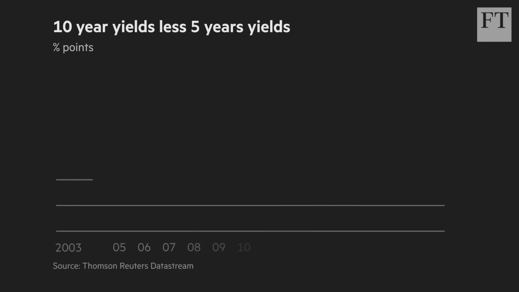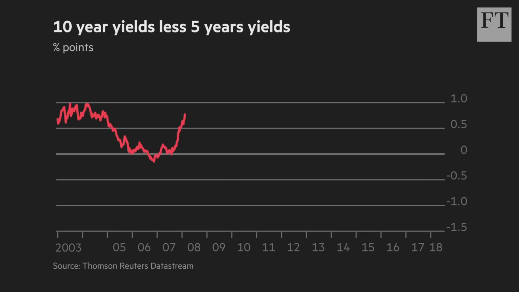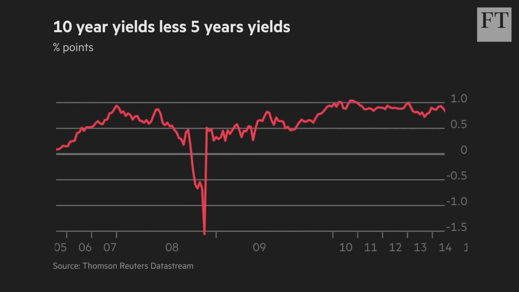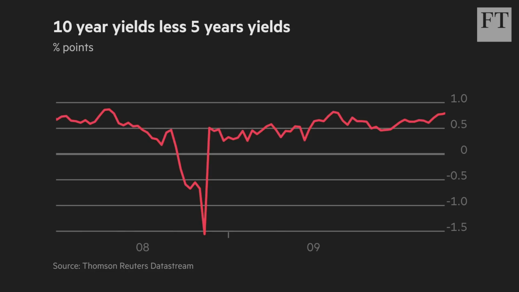This chart measures the slope of the yield curve as identified by the difference between the 5-year and 10-year real US Treasury yield. During the worst of the latest crisis, the real yield curve was deeply inverted. Real 10-year rates were about 1.5 percentage points lower than real 5-year rates.